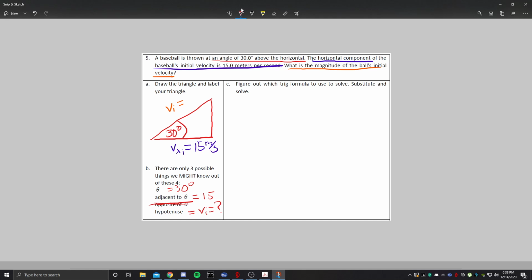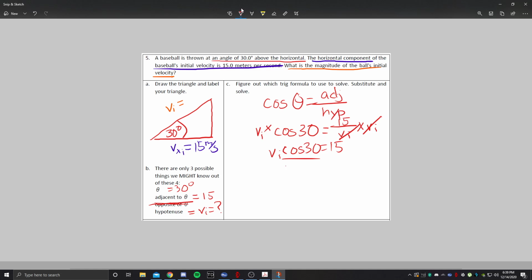So we're going to choose a formula to use. The only formula you can use is the one with everything you need, because you have your angle, adjacent, and hypotenuse. You can now start solving for it. So you have 15, and your hypotenuse is Vi. You want to multiply by Vi on both sides, and now you're left with Vi cosine 30 is equal to 15. You're going to divide by cosine 30, because you want Vi by itself.